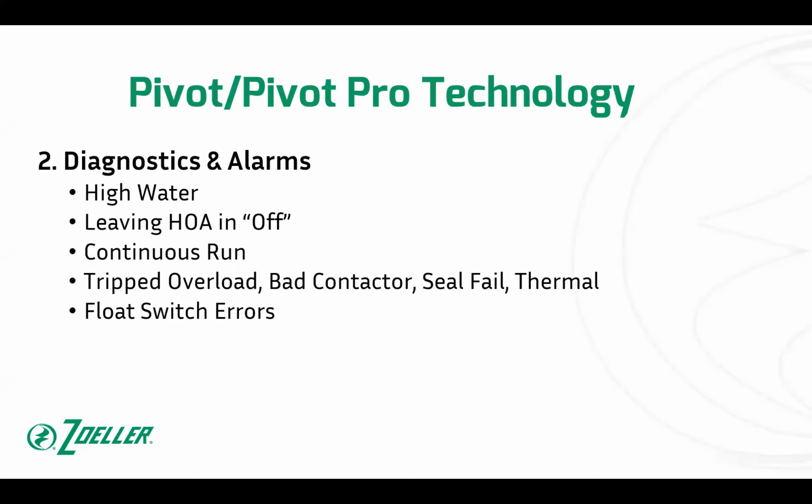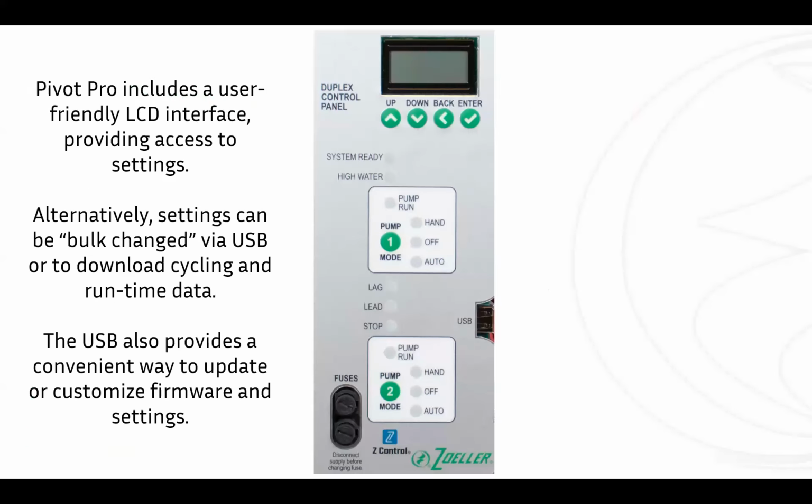So we'll go through a few examples here. If somebody goes out to a site and they turn the pumps to off using that HOA, you push that button that I showed you on the interface. In fact, I'll go back to that. You push that green button that has the 1 and the green button that has the 2. When you push that, it toggles through auto, off, and hand.